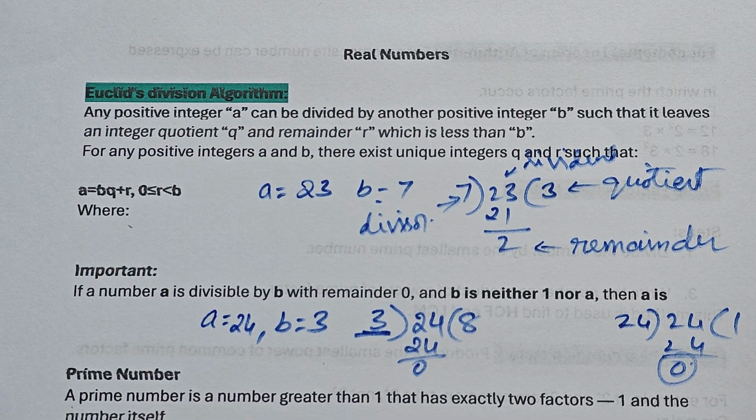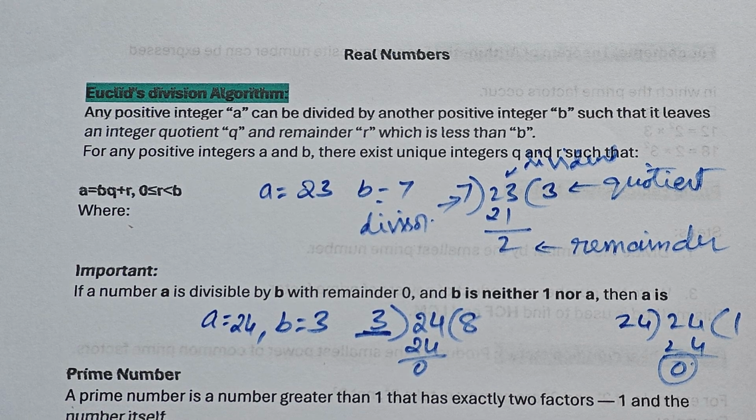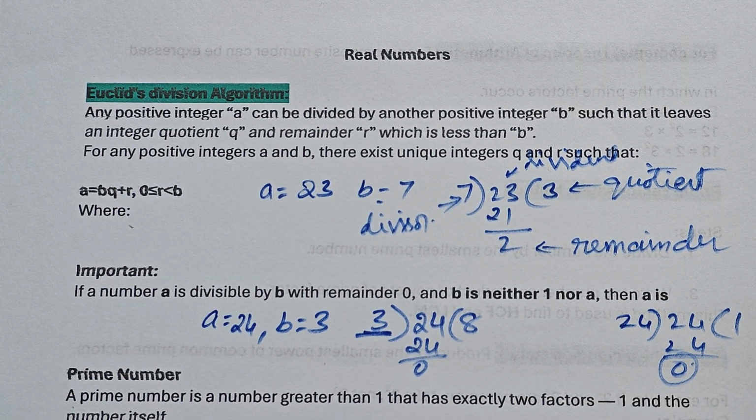So, how we can represent it in a formula way: a = bq + r, such that 0 ≤ r < b. That means the remainder is always greater than or equal to 0 and always less than the divisor.